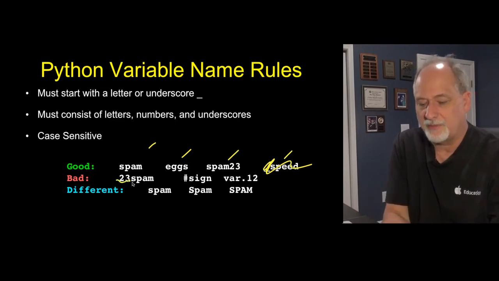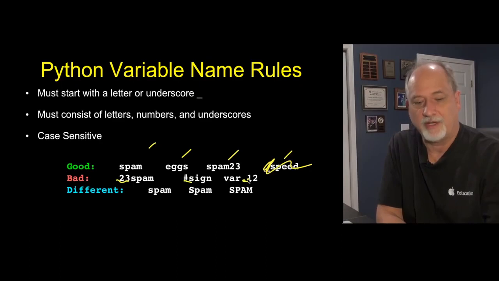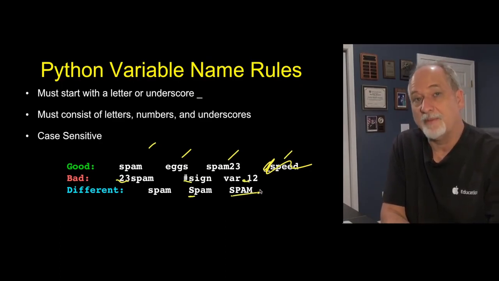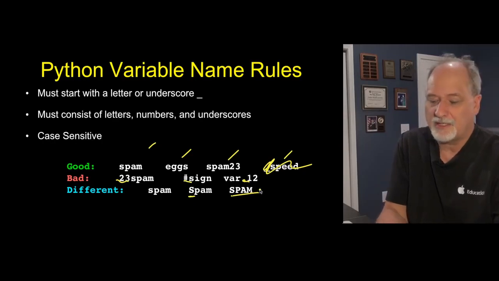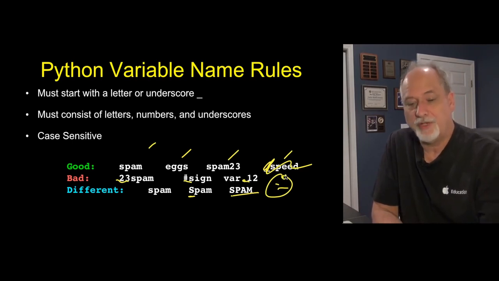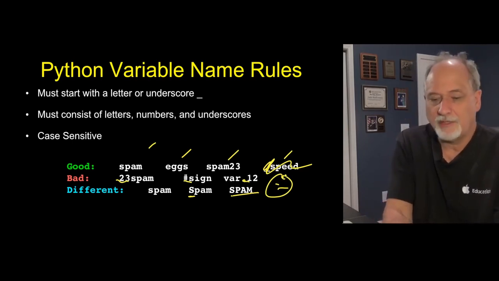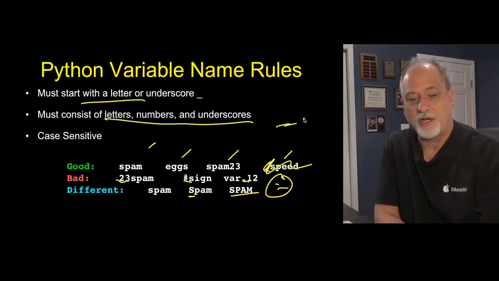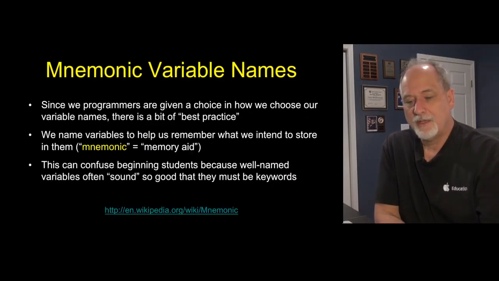23spam starts with a number, #spam starts with a pound sign, and a dot is not a legitimate variable character. And spam, capital Spam, and all-caps SPAM are different, but this is not something that you want to depend on too much. So that's just the rules for names. We tend to start them with a letter and then use letters, numbers, and underscores. Underscores other than the first character are generally pretty common, and you'll see those used a lot.